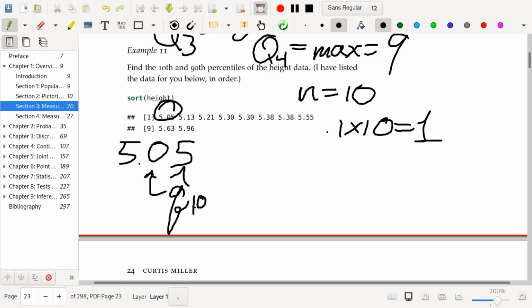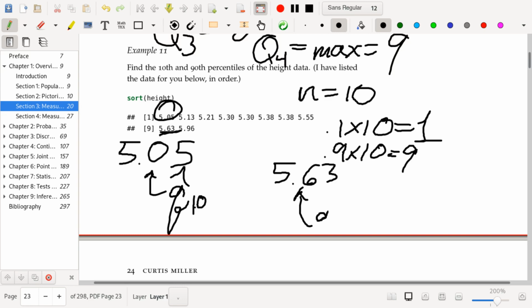And for the 90th percentile, so 0.9 times 10, that's going to be 9. So that's observation number 9. So 90% of the data set lies, including that number, to the left of 5.63. So we'll say that 5.63 will be the 90th percentile, which we'll call Q hat 90.